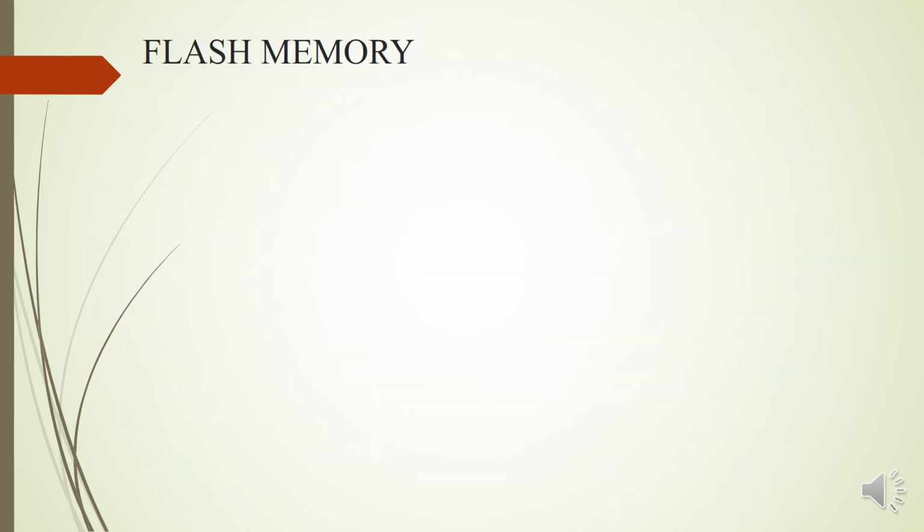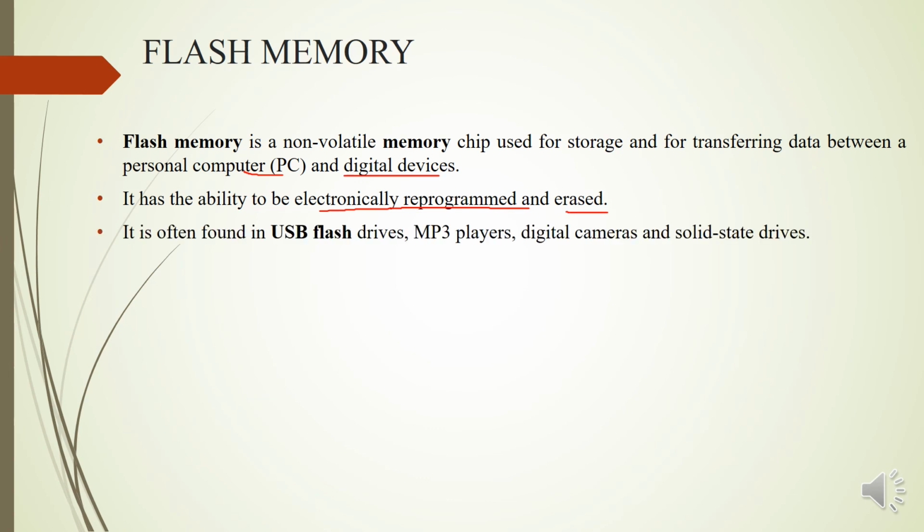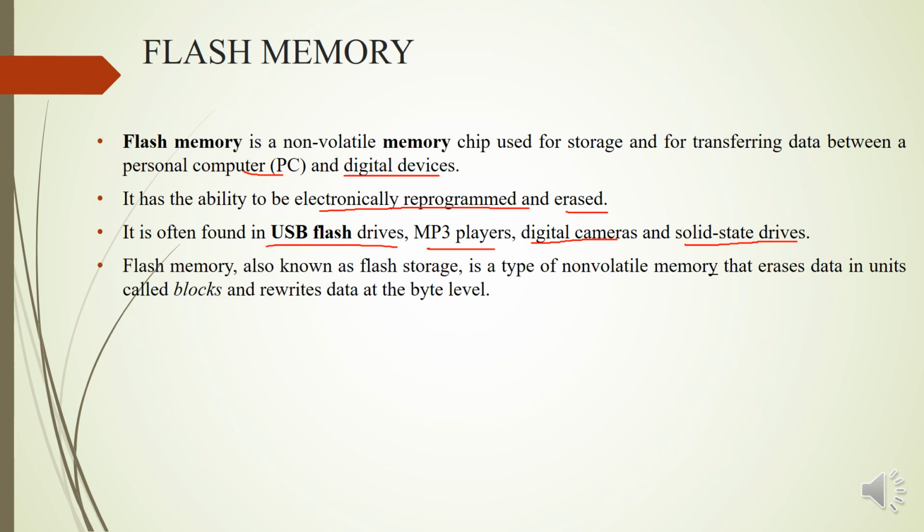Flash memory. Flash memory is a non-volatile memory, and this chip is used for storage and for transferring data between personal computers and digital devices. It has the ability to be electronically reprogrammed and erased. It is often found in USB flash drives, MP3 players, digital cameras, and solid-state drives.